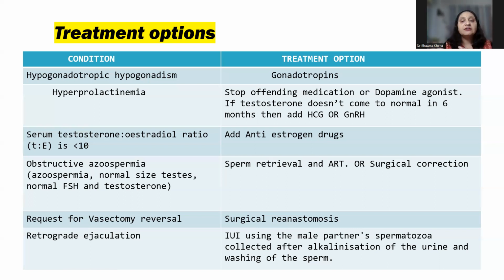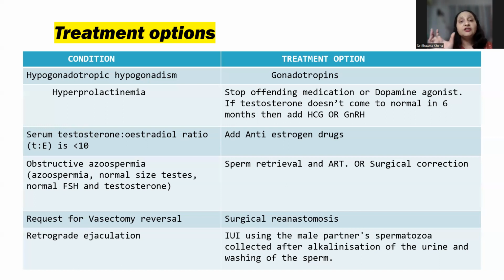working on the vas, it is good to take a sperm retrieval, directly retrieve the sperm from the testes and use it for the ICSI or the IVF. Not ICSI always, it can be just simple IVF. Okay, so just take the sperm from the testes and do the ART procedure, and that's all, right? So sperm retrieval and IVF or surgical correction.